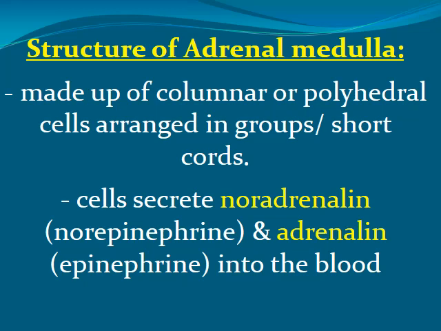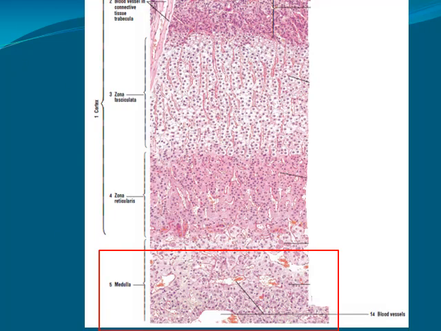Coming to the medulla of the adrenal gland. The medulla is made up of columnar or polyhedral cells arranged in groups or short cords. Cells secrete noradrenaline, that is norepinephrine, and adrenaline, that is epinephrine, into the blood. In this picture, you can see the red mark area, the medulla portion of the adrenal gland.